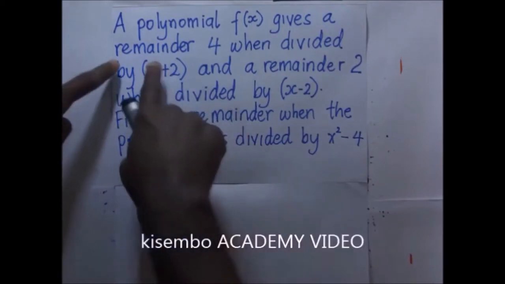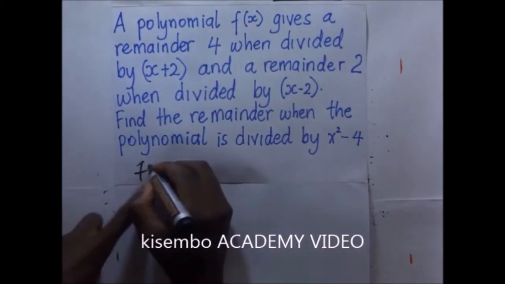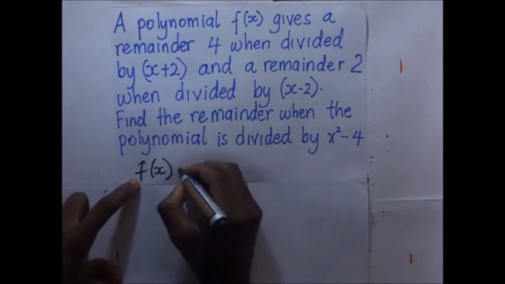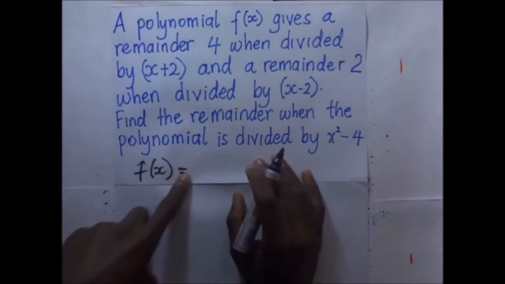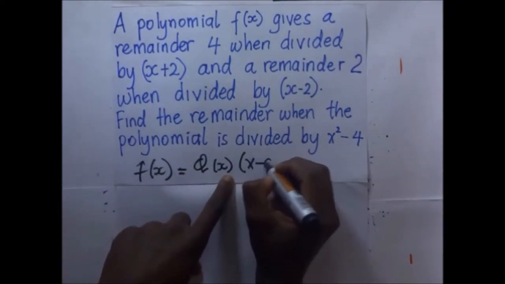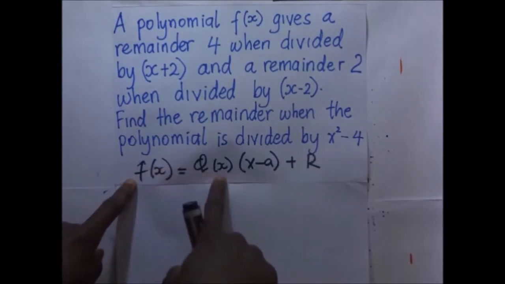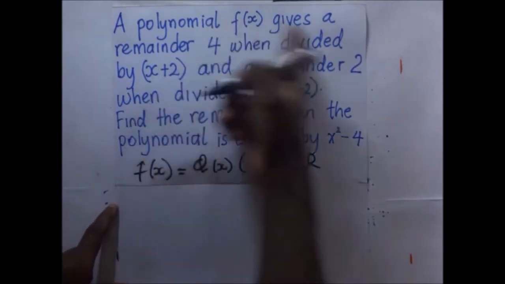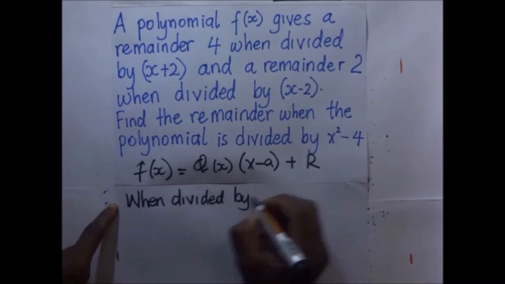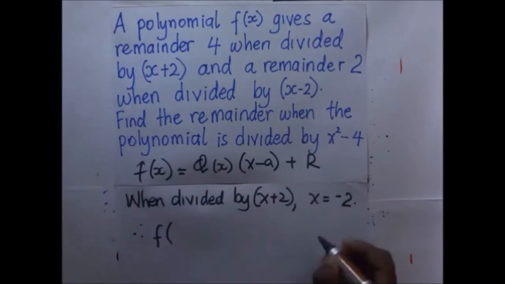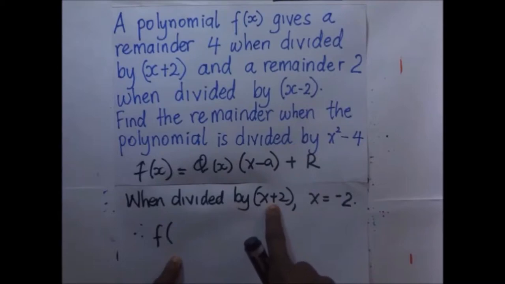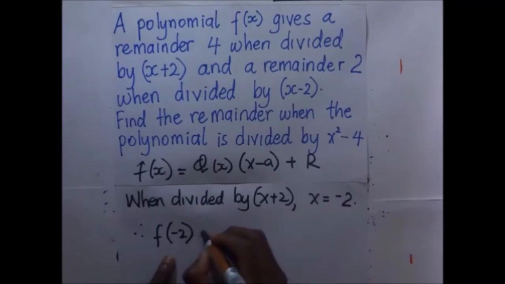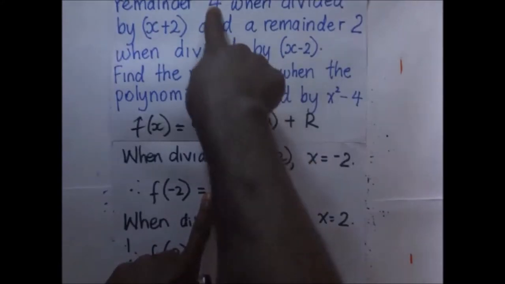If the polynomial is f of x, we know that f of x is equal to the quotient times the divisor plus the remainder. So when it's divided by x plus 2, it means that x will be equal to negative 2. And when we put negative 2 into that polynomial, our remainder will be 4.